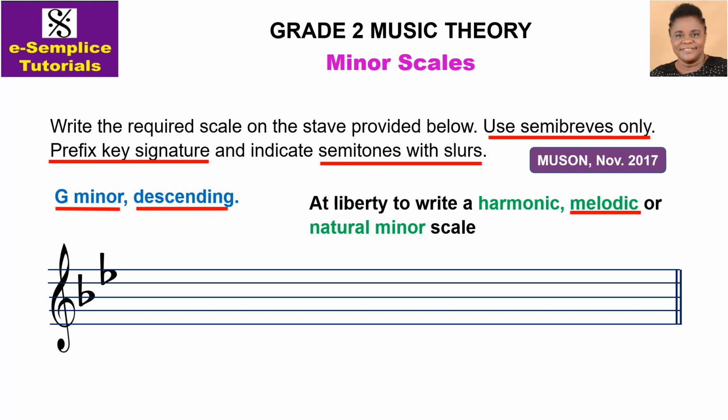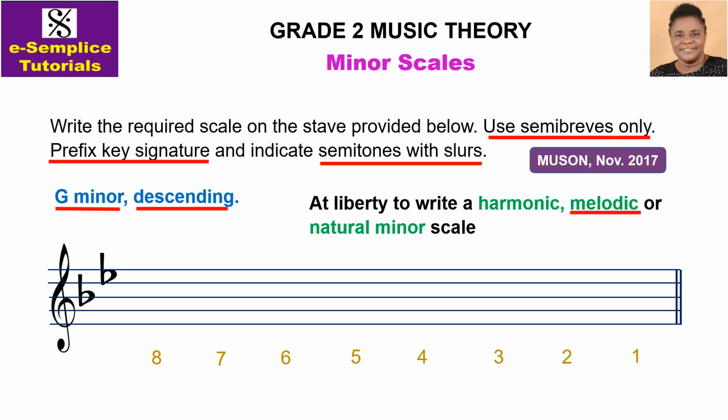Now I'm writing a descending scale, so my numbering, my scale degrees will go from 8, 7, 6, 5, 4, 3, 2, 1. It's a descending scale, descending from degrees 8 to 1. Now my scale is G minor. That means the first note is going to be G.